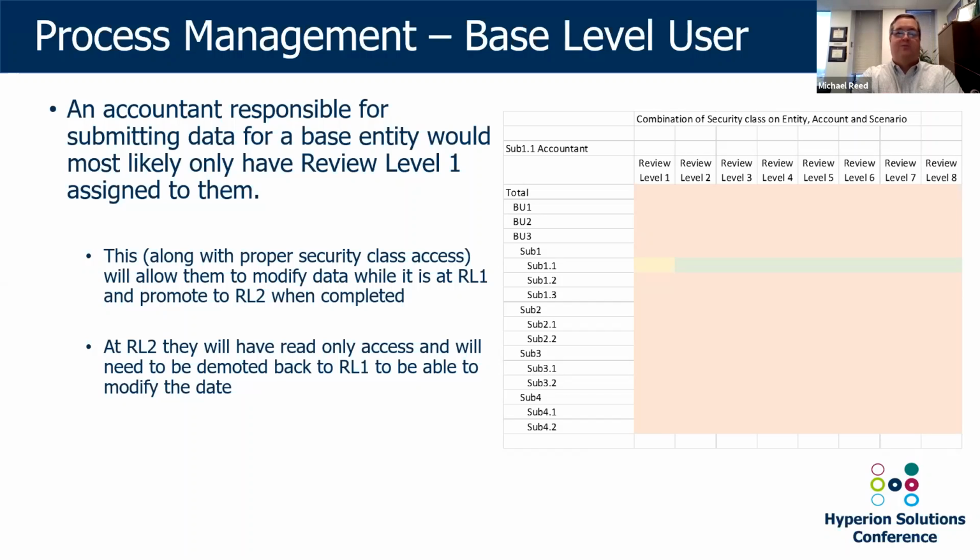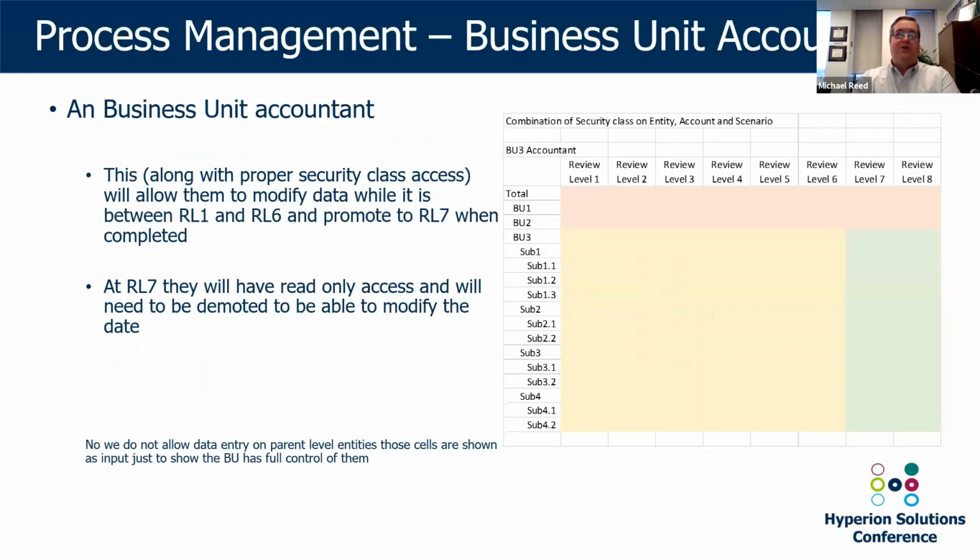So in this example, this person only has access to our sub entity 1.1. Our business unit has all access to all the data from review level 1 through 6. So they can help the entity adjust their data. We don't allow parent adjustments. I only put the yellow there because it's easier than trying to highlight green and explain in the green. So a business unit has full control and they can adjust and make changes to data until they promote to review level 7. So a business unit user has review level 1 through 6 access, and then they can promote to 7, at which point they have read-only access.